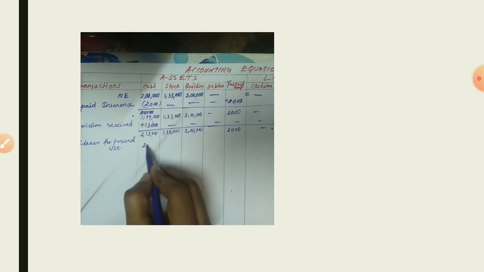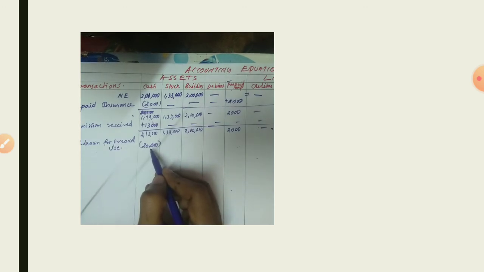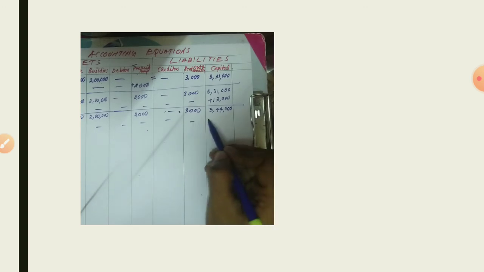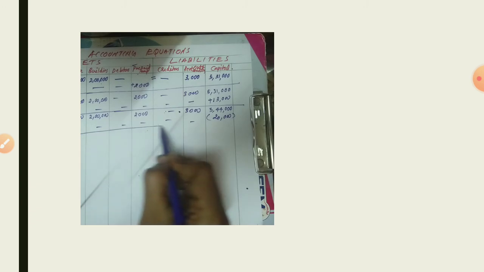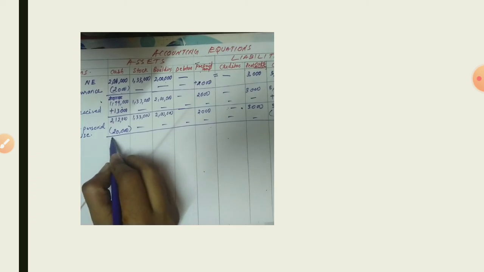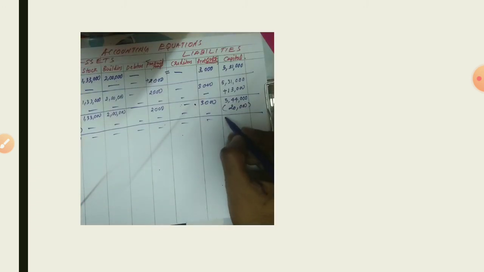So how much withdrawn? 20,000. So cash has reduced 20,000. He has taken cash from business 20,000. So from the 2 lakh, this one we have to minus. So ultimately this also will affect capital only. So 20,000 we will minus from the capital also. Remember, this is called drawings. I told you last class, money withdrawn for personal use is known as drawings. So 2 lakh 12 minus 20, now the cash become 1 lakh 92,000. Here no change. Then capital will change. 5 lakh 44 minus 20, 5 lakh 24,000.